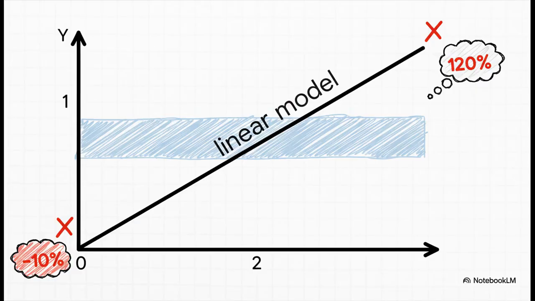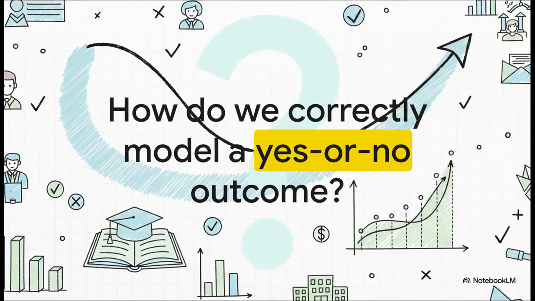A straight line can just go on forever, right? It can predict a value way above 1 or way below 0. But we're predicting a probability, the chance of getting in, and that has to live between 0% and 100%. What does a 120% chance of admission even mean? Or a negative 10% chance? It's just nonsense. So that's the big puzzle. If a straight line is the wrong tool for the job, how in the world do we build a model that understands the rules and keeps our predictions locked between the logical boundaries of 0 and 1?